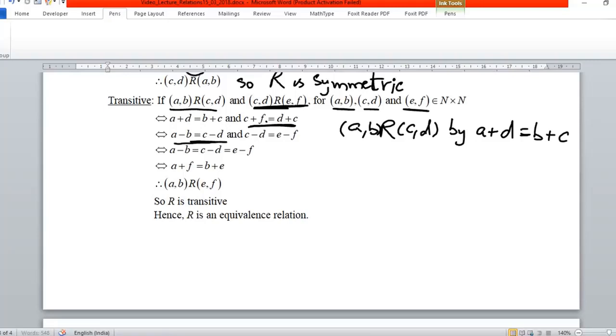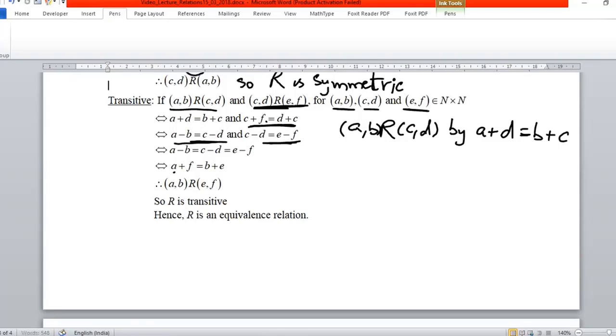Let us bring b to the left hand side and take d to the right hand side, and similarly c minus d is equal to e minus f. Now I need to shift from (a,b) to (e,f). It means I need to get rid of c and d from the definition. So in this case, a minus b is equal to c minus d, and c minus d is equal to e minus f. So therefore a minus b itself is equal to e minus f, which further implies that a plus f is equal to b plus e.